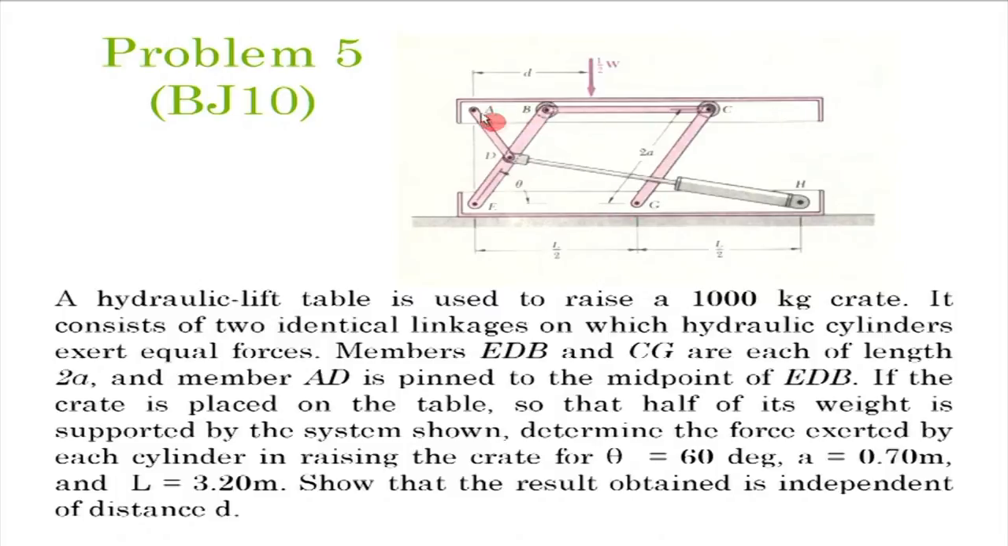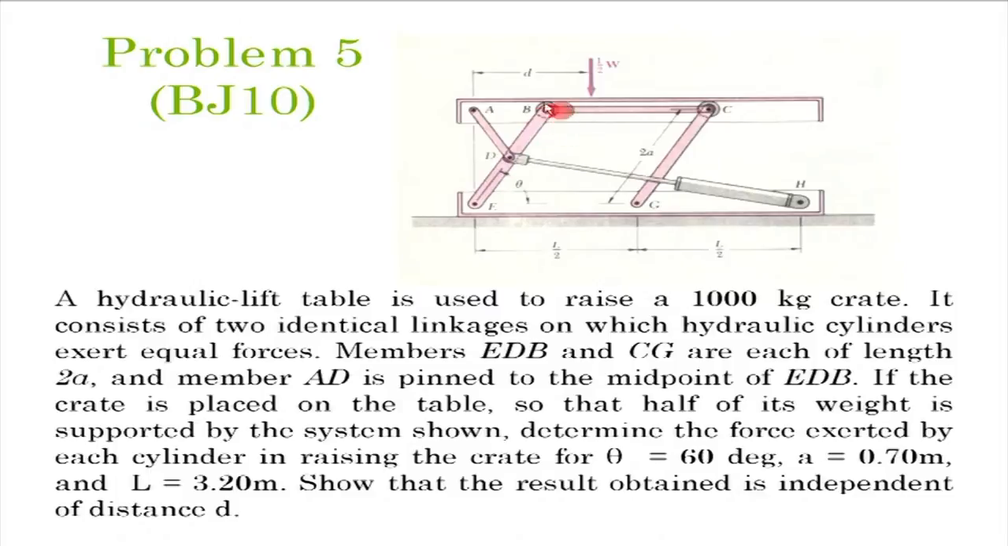Now let us ask ourselves a question: what is this link AD doing? If this link AD were not there, just remove it, then if you apply any force in the horizontal direction, there may be wind load, there may be any other lateral perturbation, then this platform cannot stay in equilibrium.